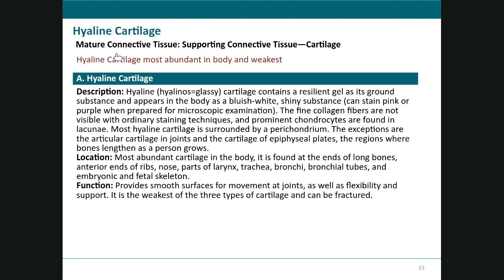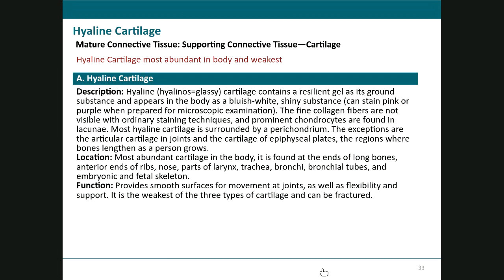So hyaline cartilage is the most abundant, but it is the weakest. Where do we see this? Primarily at the ends of long bones, regions of the nose, the larynx, the trachea, and bronchial tubes. It's also in the embryonic and fetal skeleton, which we'll talk about when we talk about the bones in the tree. So what does it do? It's going to provide a smooth surface for the movement of joints. It's very flexible and supportive. It's the weakest of the three and can easily be fractured.